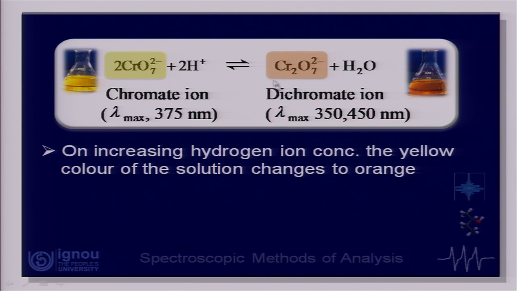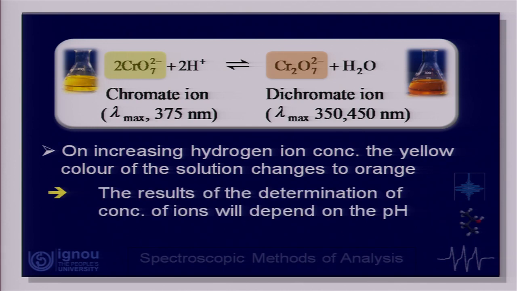Similarly, if I want to measure the concentration of dichromate ions and there is a change in the pH because of the hydrogen ion concentration, I may convert the dichromate ions to chromate ions. So, as a consequence, the measurement again will be erroneous. Okay. So, the message from this is that whenever I am making a measurement of systems which are sensitive to hydrogen ion concentration, I must maintain the pH properly.